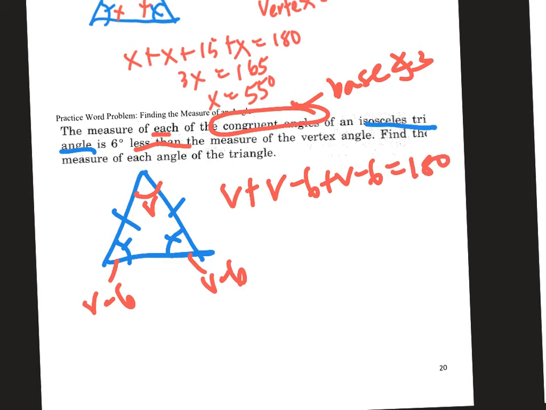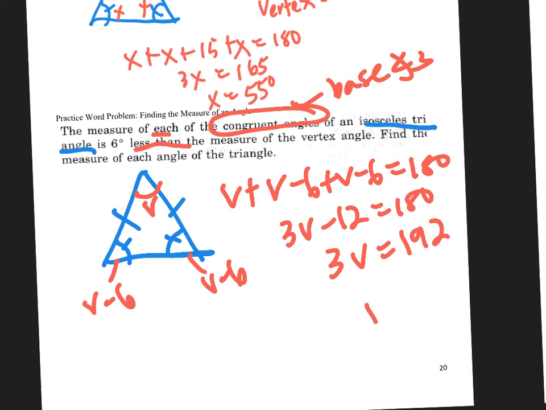All right, going to combine my like terms to get 3v minus 12 equals 180. Add 12 on both sides to get 3v equals 192. Divide by 3 on both sides to get v equals 64, right? So that's going to be my vertex angle.